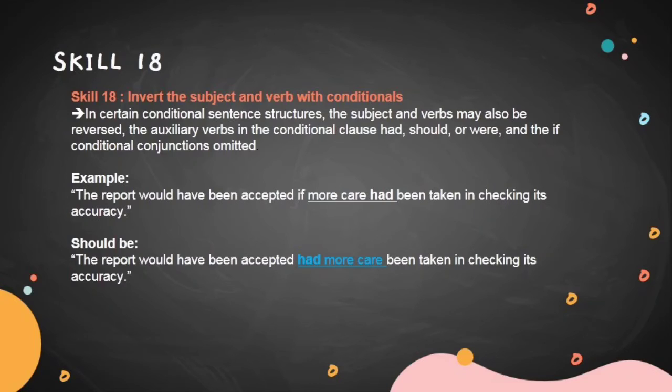Skill 18. Invert the subject and verb with conditionals. In certain conditional sentence structures, the subject and verb may be reversed. The auxiliary verbs in the conditional clause, had, should, or were, come first, and the if conditional conjunction is omitted. For the example here, if I should had more care becomes had I more care.